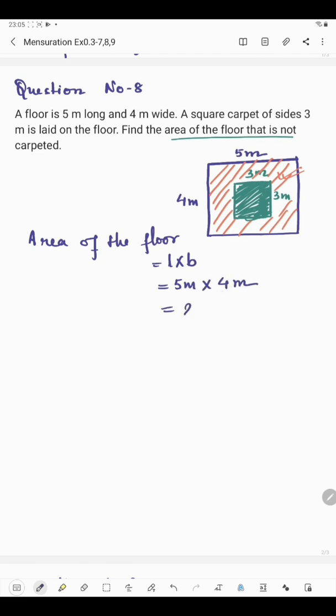So 5 4s are 20 and meter into meter is meter square. So this is the area of the floor. Now we will find the area of the carpet. Area of the carpet is given in the shape of a square.